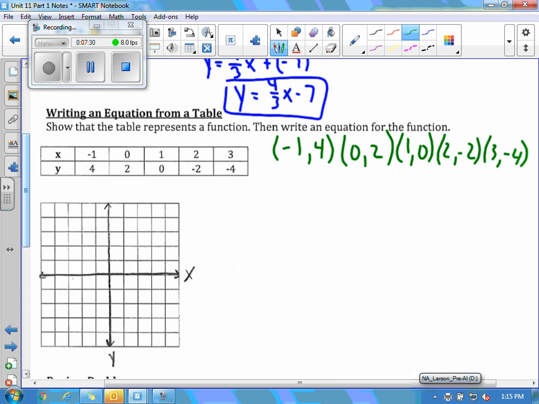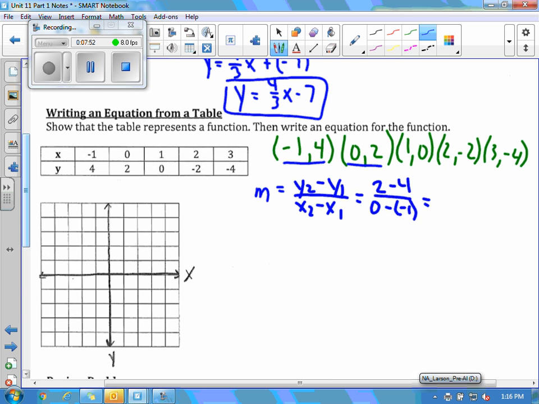So I can write those out as points because I know how to find the slope when I'm given 2 points. So I'm going to find my slope. I'm just going to use these first 2 points here. So I'm going to do y2 minus y1 over x2 minus x1, which in this case would be 2 minus 4 over 0 minus negative 1. When I simplify that, I'll get negative 2 over positive 1, so my slope is going to be negative 2.